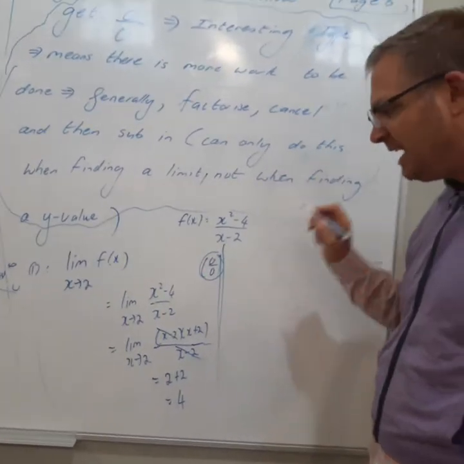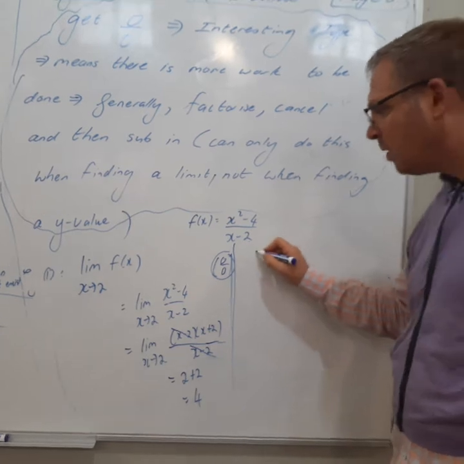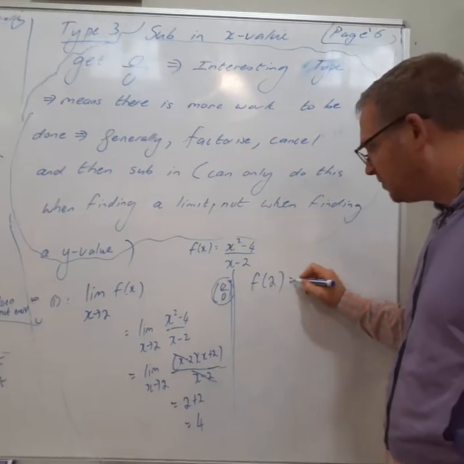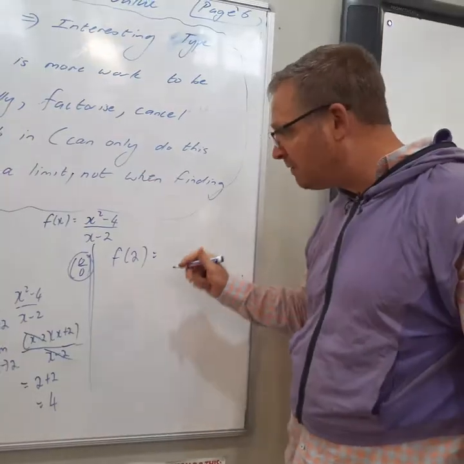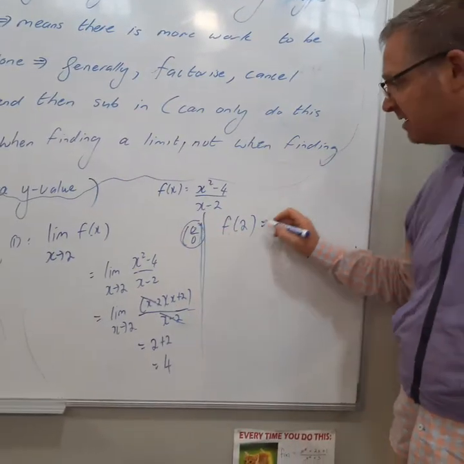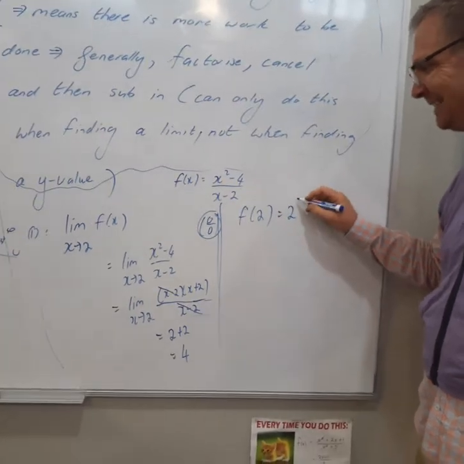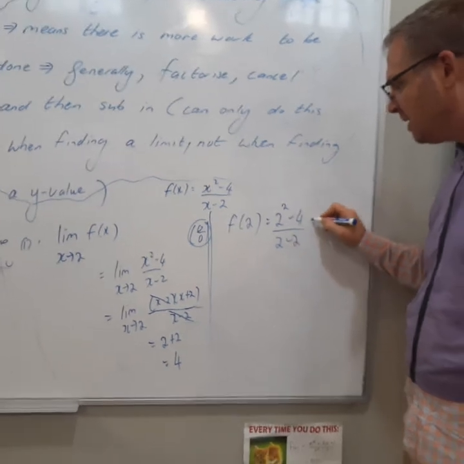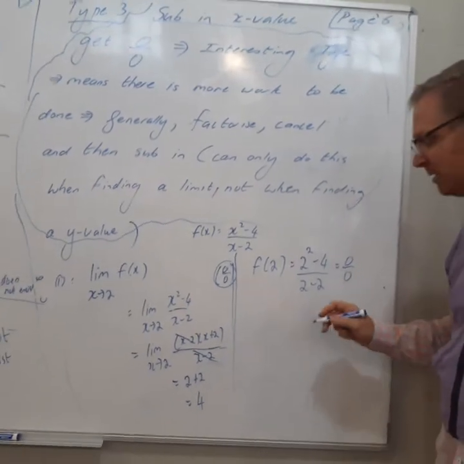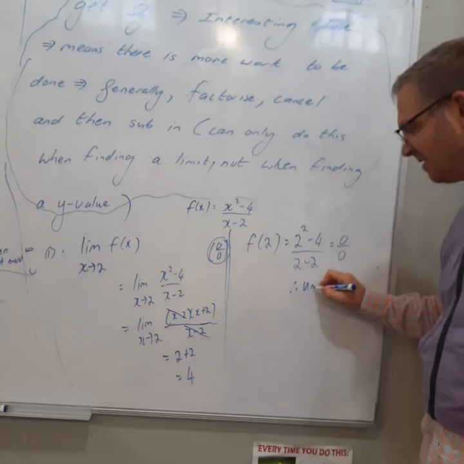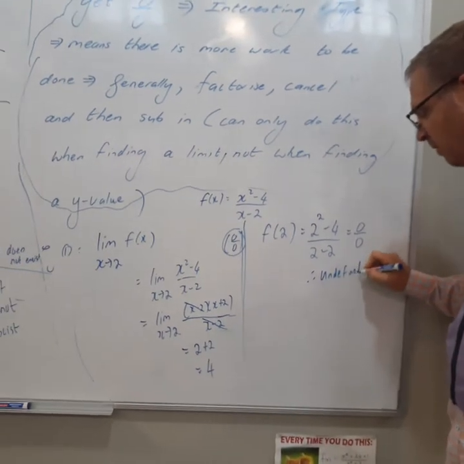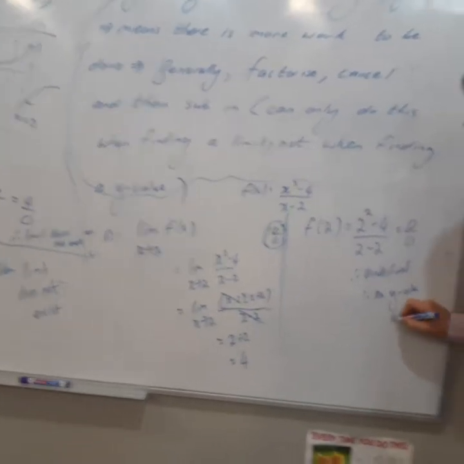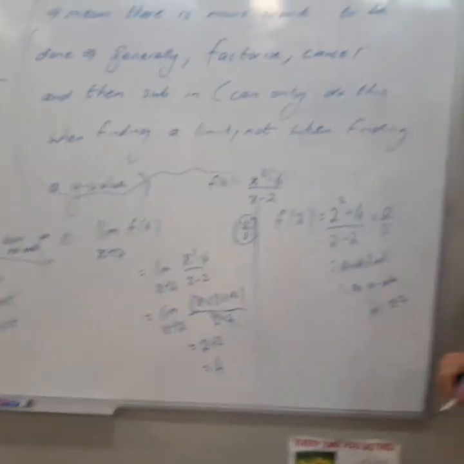If I said to you though, what is f of 2? Well, f of 2, when you're finding a y value or a function value, you can't do this process. f of 2 means what is the y value when x is 2 on curve f? It would be 2 squared minus 4 over 2 minus 2, which is 0 over 0. And 0 divided by 0 is undefined. So therefore, there is no y value at x is equal to 2.